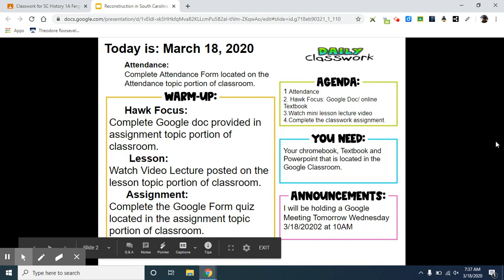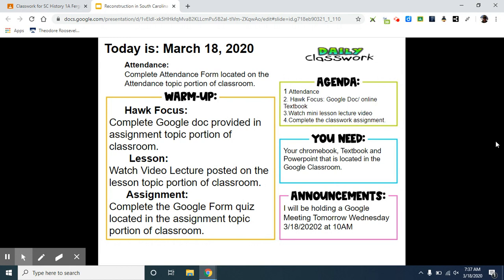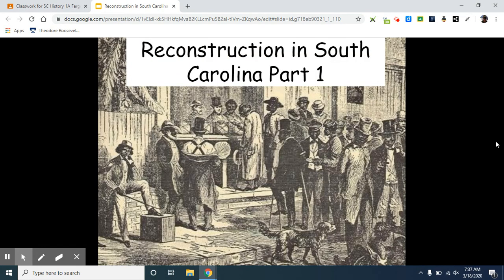We're going to be giving you guys a daily agenda. So you can see there's 1, 2, 3, 4, what we're going to be doing, what you're going to need to complete all these assignments, any important announcements that are to be made, and sort of a rundown of what we're doing. So do your attendance in the upper left, tells you what day it is. Hawk Focus, all about the Google Docs provided, the lesson video that I'm recording now, and then the assignment that you need to do when it's all said and done. So let's get right down to business because we don't have long.